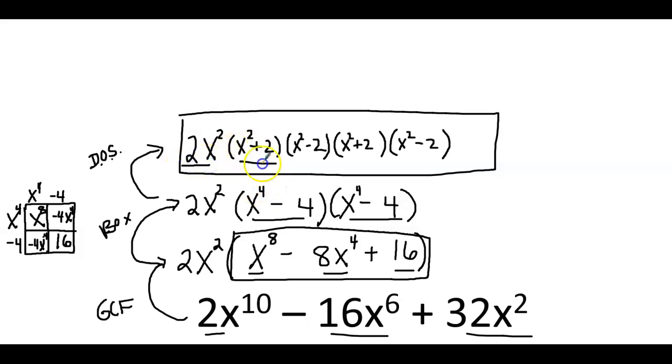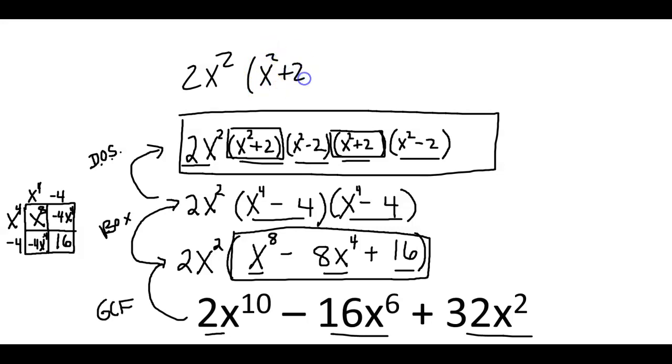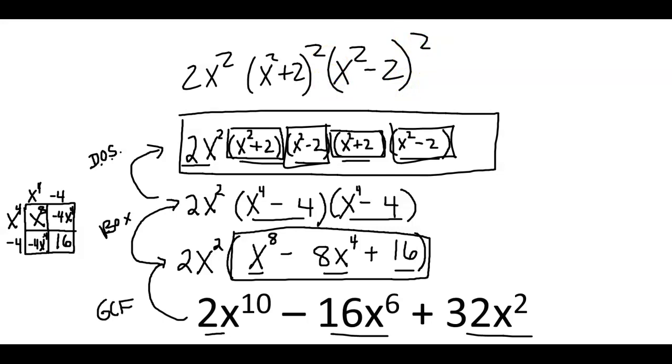At this point, all of these terms are prime, so you can't do anything else with them. But I just want to show you guys another way to write this answer. You notice how you have the same factors written twice, like x squared plus 2 and x squared plus 2. When you have that, you can actually write it as a square. So for instance, x squared plus 2 squared. Same thing here. We have x squared minus 2 and x squared minus 2. So we could put x squared minus 2 squared. So instead of writing that factor twice, you could just put it in parentheses and square it.